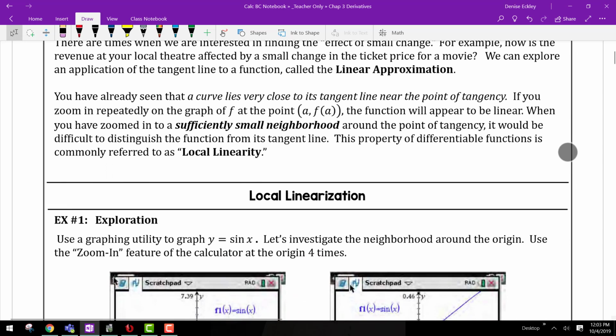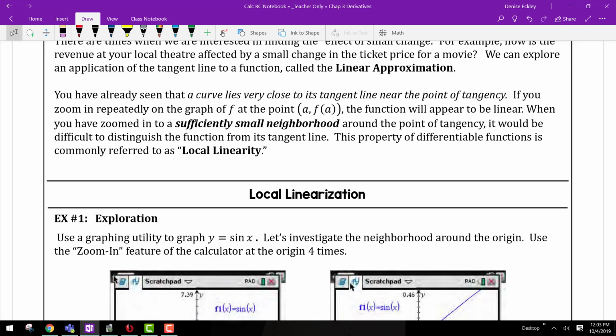We have already seen that a curve lies very close to its tangent line near the point of tangency. So how close does it seem to be alike its tangent line? We can zoom in on a certain section and see that in a very, very small neighborhood, or sufficiently small neighborhood, right around the point of tangency, it would be hard to distinguish the tangent line from the curve. This property of differentiable functions is called local linearity, and it's a very important concept to use when you're trying to estimate values.